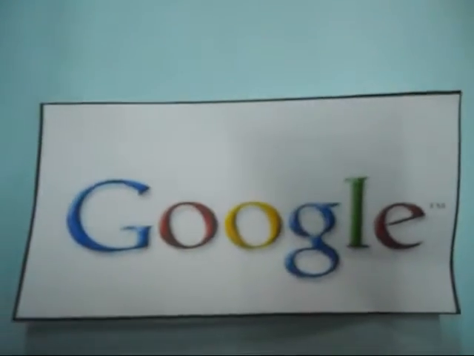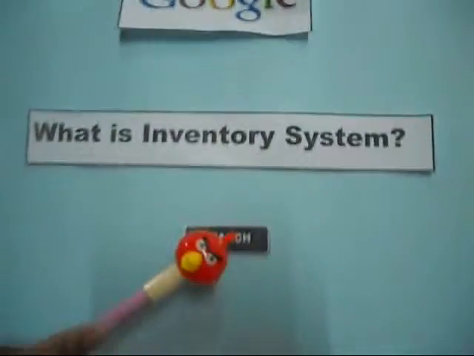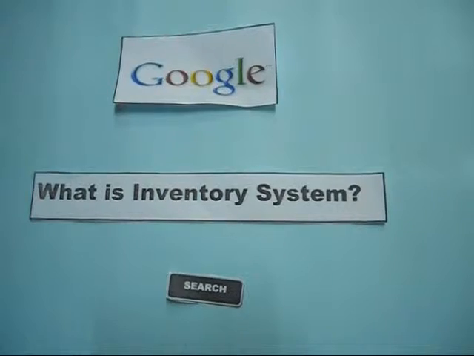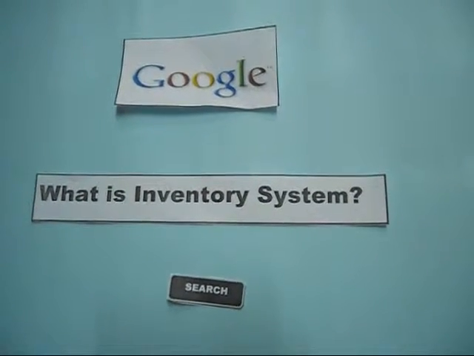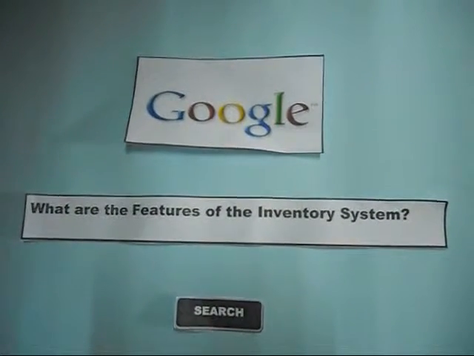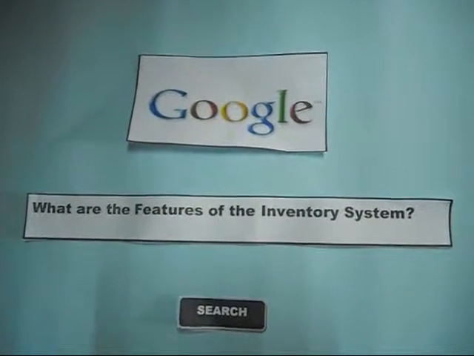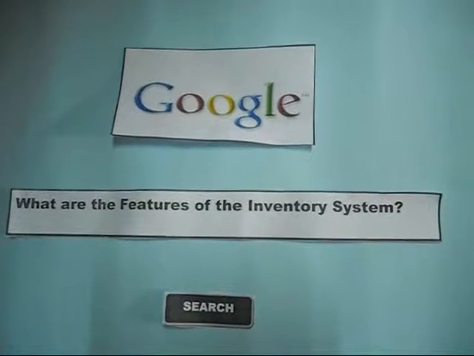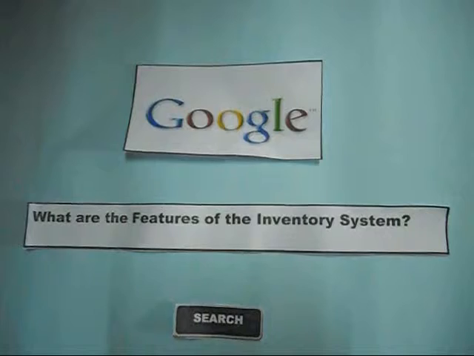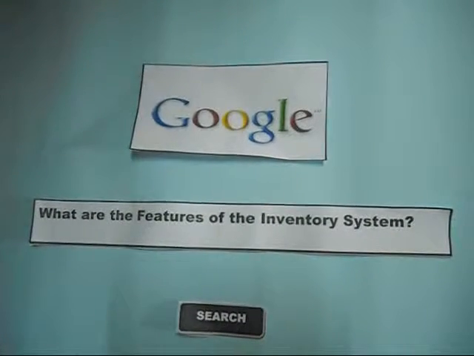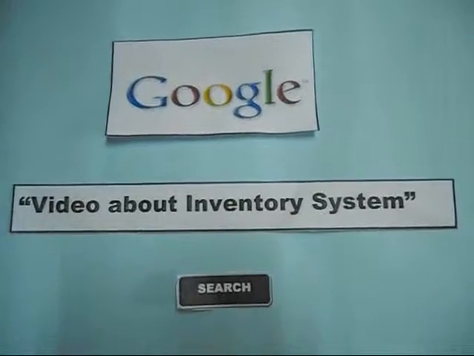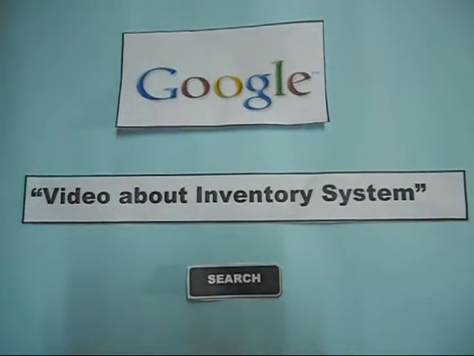What is an inventory system? An inventory system is used to keep track of a business's products and supplies. What are the features of an inventory system? Tracking of remaining inventory. Tracking when new orders should be made. Tracking which products are most popular, to help the business decide which items are profitable. Video about inventory system.